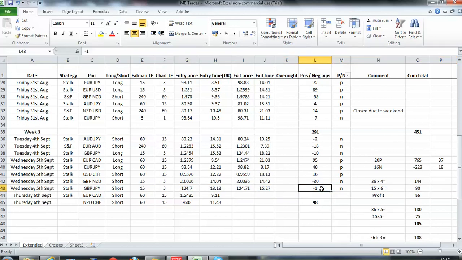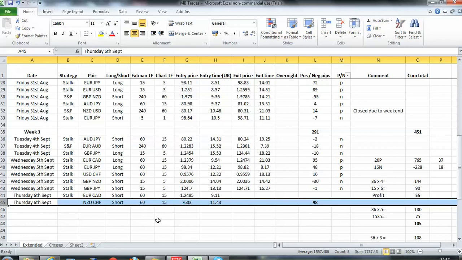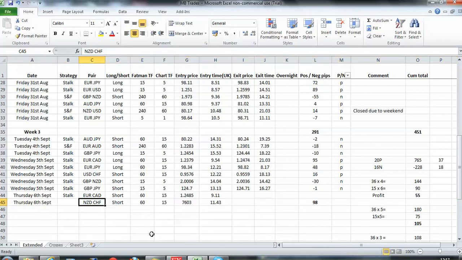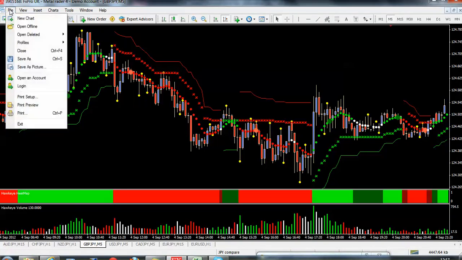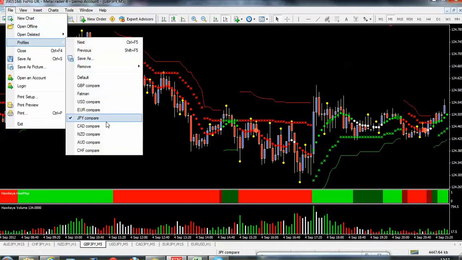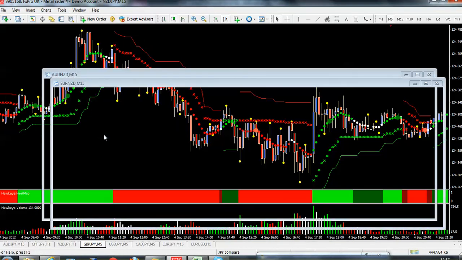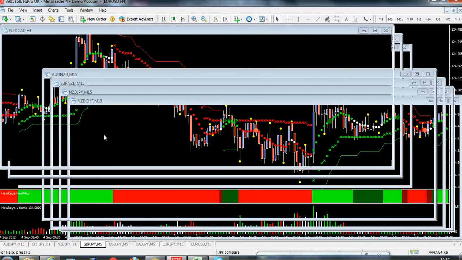Alright, so we've got another trade on right now because I've got the trading room starting in about 2 hours. We've got a Kiwi Swiss franc short which is on the 15-minute chart. Let's have a quick look at that. That's the one I'm in at the moment with the Euro Canadian. And just get the Kiwi profile up.